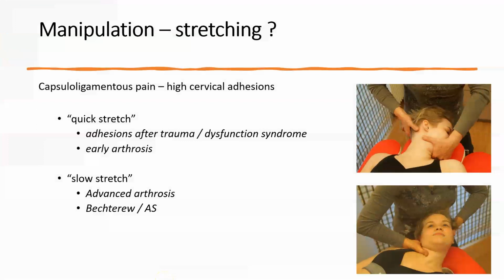Well, we can also do this maneuver not as a manipulation, but as, let's say, a slow capsular stretch. The manipulation you're going to do in the kind of dysfunction syndrome or early arthrosis, the rather slow stretch. You go to the end of the movement, you stay there for about 30 seconds, you come back and you stretch again. I refer to the practical films. Well, this is something you can do in case of an ankylosing spondylitis, if it's symptomatic, and advanced arthrosis.